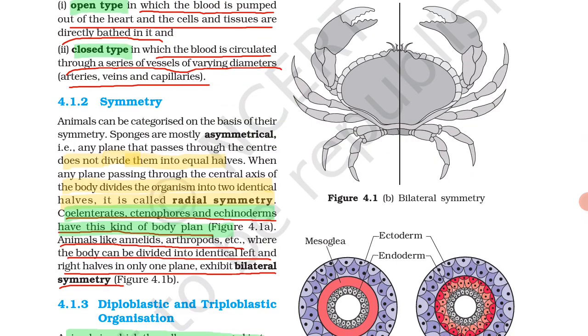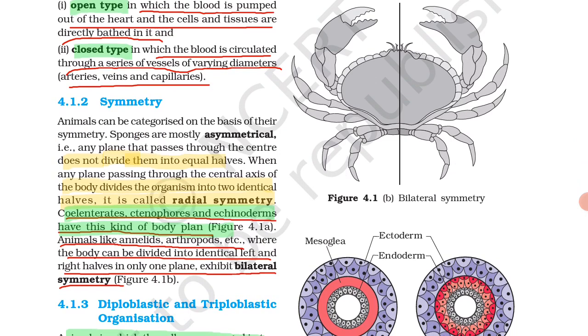Animals can be categorized on the basis of their symmetry. Sponges are mostly asymmetrical, that is, any plane passing through the center of the body does not divide them into two equal halves. So in symmetry, there are asymmetrical, radial and bilateral types. Three types of symmetry we are going to study here. The example of asymmetrical symmetry is sponges.